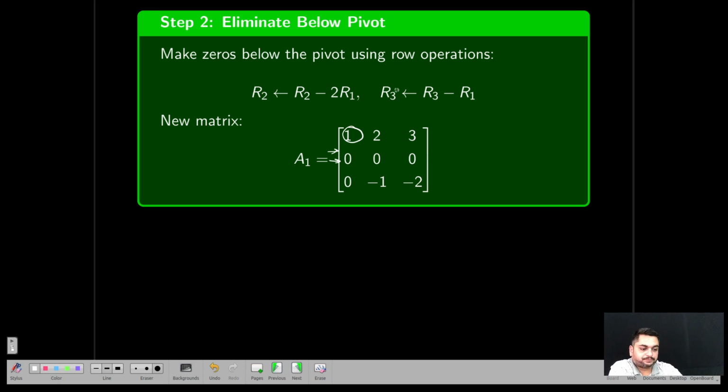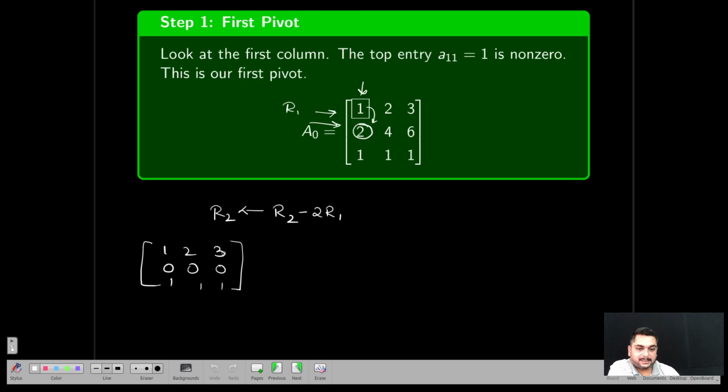So now this was my resultant matrix. I have to bring this 0 here, so I will swap it. I will swap R2, row 2 and row 3. So what will it become? This will be 1, 2, 3, 1, 1, 1, then 0, 0, 0.